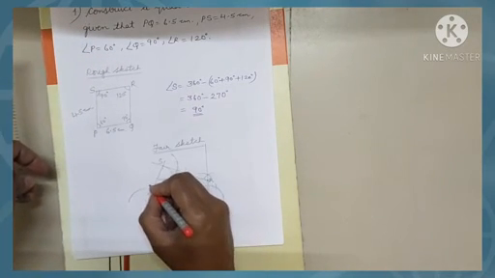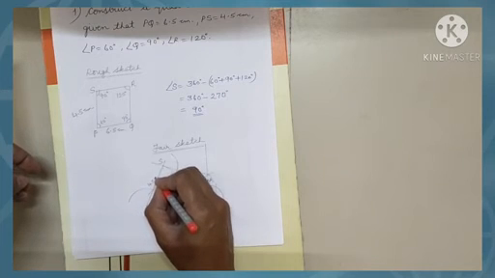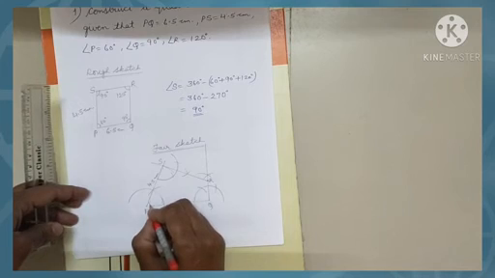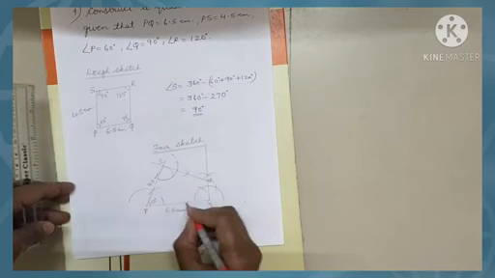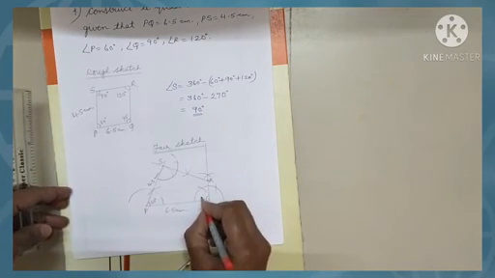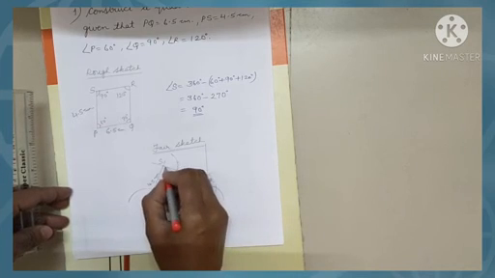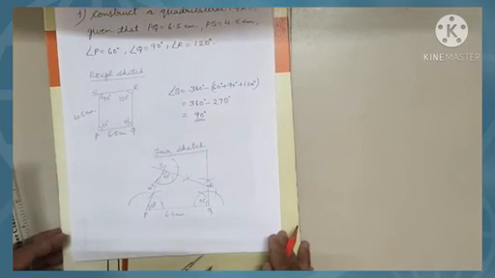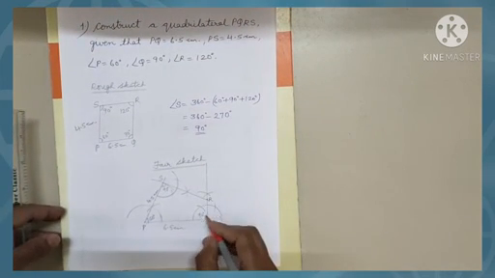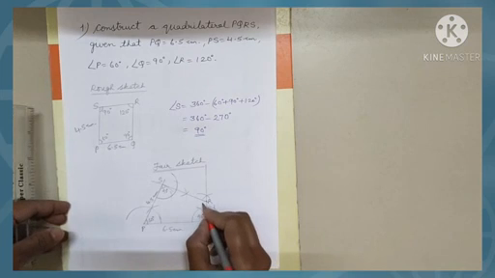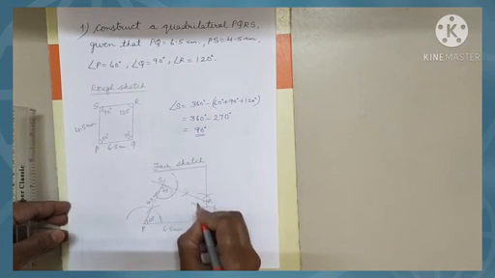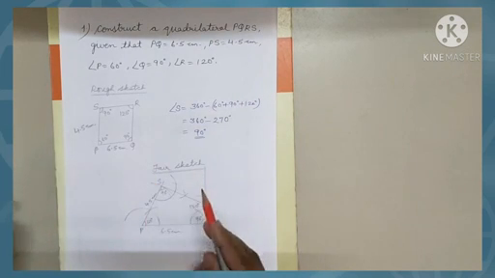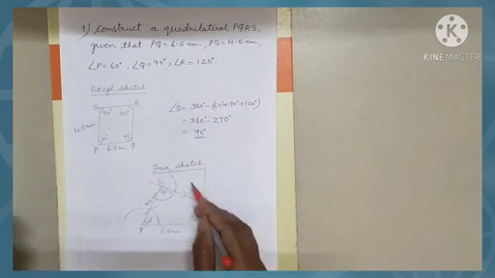Now we indicate all its measurements: PQ as 6.5 cm, PS as 4.5 cm, angle P 60 degrees, angle Q 90 degrees, angle S 90 degrees. If these four angles we constructed, then our fourth angle will definitely be 120 degrees. So this given quadrilateral PQRS is constructed.